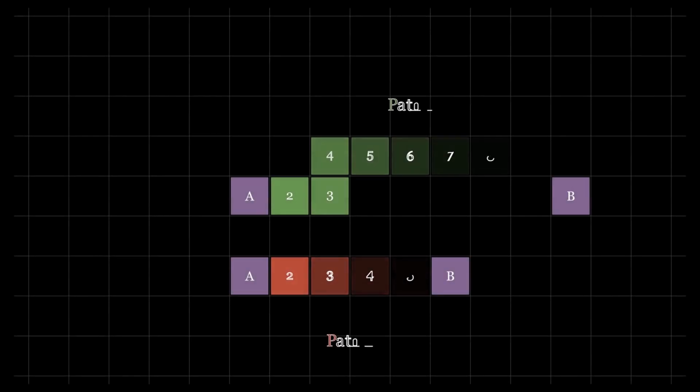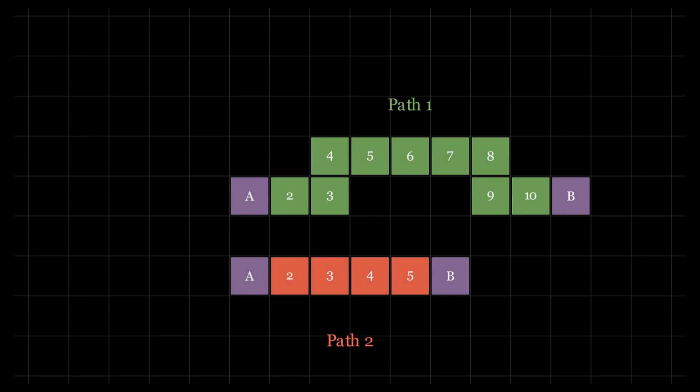Which path is shorter? Path 1 or path 2? Path 2, right? Well, how'd you know? You knew path 2 was the shortest because path 2 is 5 blocks long while path 1 is 10 blocks long. Clearly, because path 2 is shorter by 5 blocks, it's the shorter path.